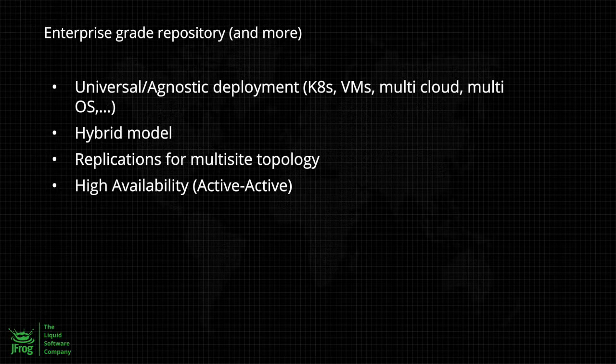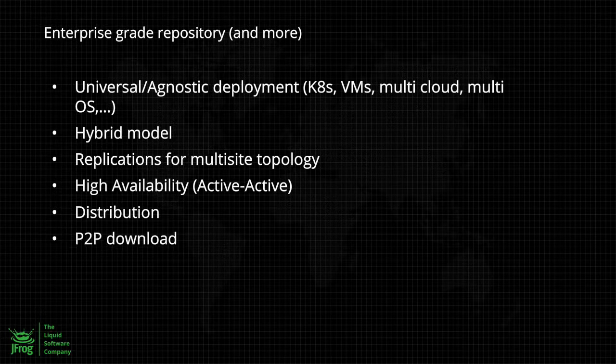We have a hybrid model. We support replication and multi-site topology. This is when you start to have people in different locations, as I said before, and to give them the same experience and performance. And all our products support HA deployment, which are pure active deployments, which means that all nodes within an Artifactory cluster can serve download and upload requests in the same way. And distribution is the last point, as I said, to the edge.